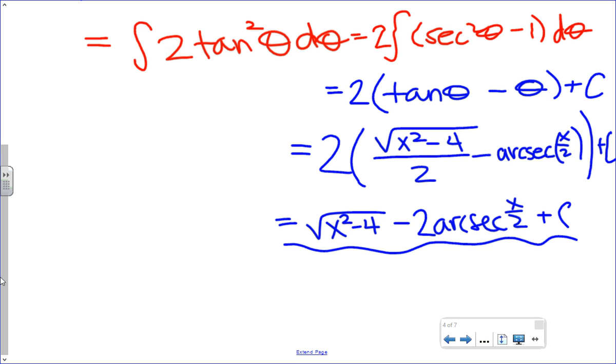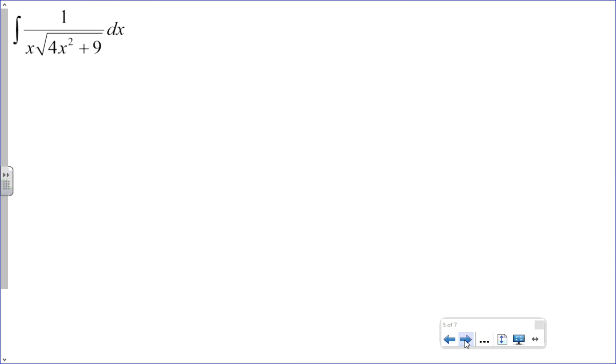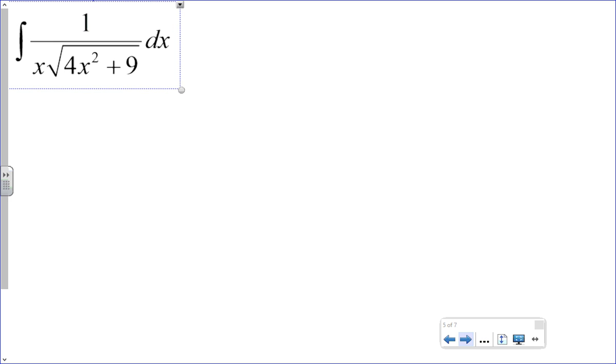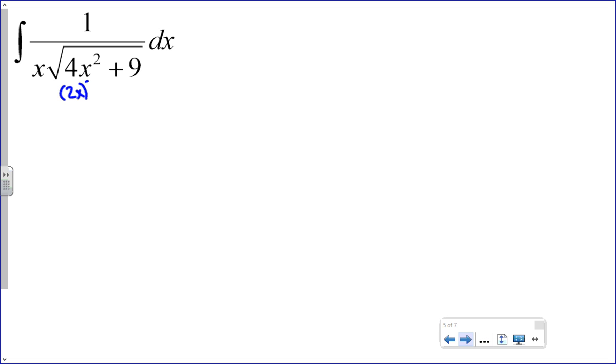One more example. Yes, you need to know how to do this one. What's different about it? It looks like a secant. Well, the x is out front, and that's what makes this method nice, is that it's not scary. So we have that 4x squared. So we need to view that as like 2x the quantity squared plus 3 squared.